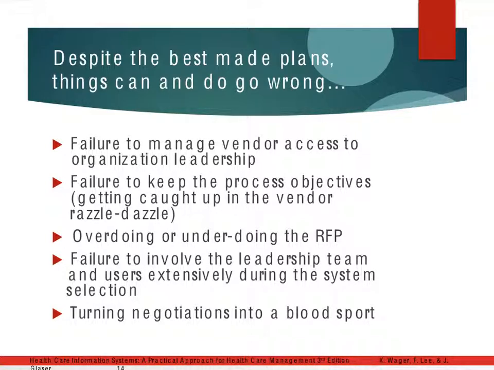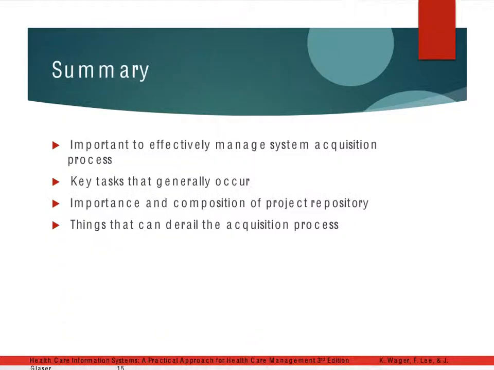Failure to involve the leadership team and users extensively during system selection. And this is the people who are the end users and those who supervise them need to be actively involved in this process. And finally, your book talks about, unfortunately, the very tense relationships that can go on during the negotiation process.